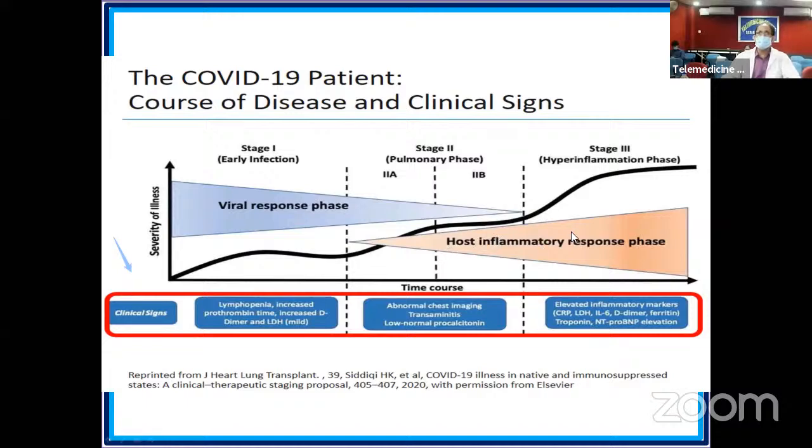And in less than 5% of cases, around 2-3%, they go to the very severe stage, the hyperinflammation phase, with elevated inflammatory markers: very high CRP, LDH, IL-6, D-dimer, ferritin, troponin, NT-proBNP. If this goes on increasing, then we can think of cytokine storm. This is the cytokine release, but this never happens in all patients. So don't panic. But keep an eye on CBC, CRP, and if possible D-dimer, IL-6, troponin, etc.